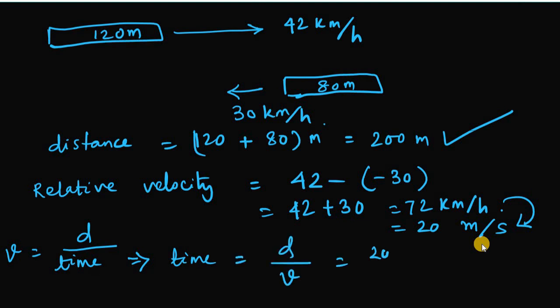Now distance is 200, and relative velocity I have to take up, because we are taking the 2 trains as a total system, a complete system. So that would leave us 10 seconds only. So the 2 trains will cross each other at time 10 seconds, with the given velocity and relative velocity calculated.